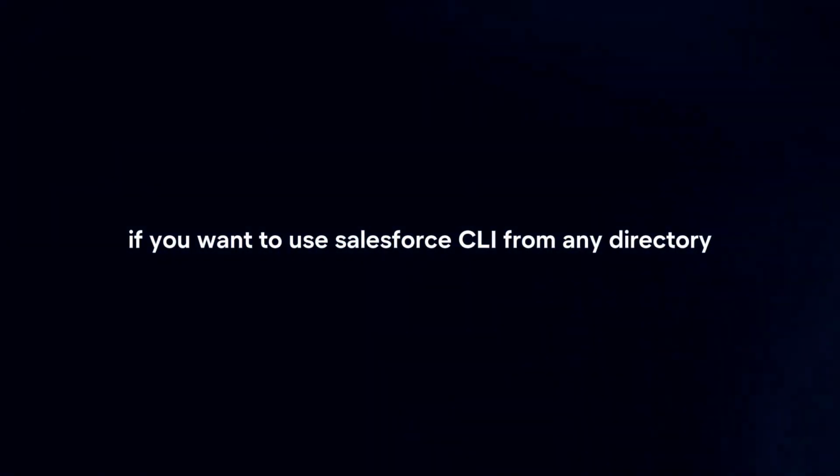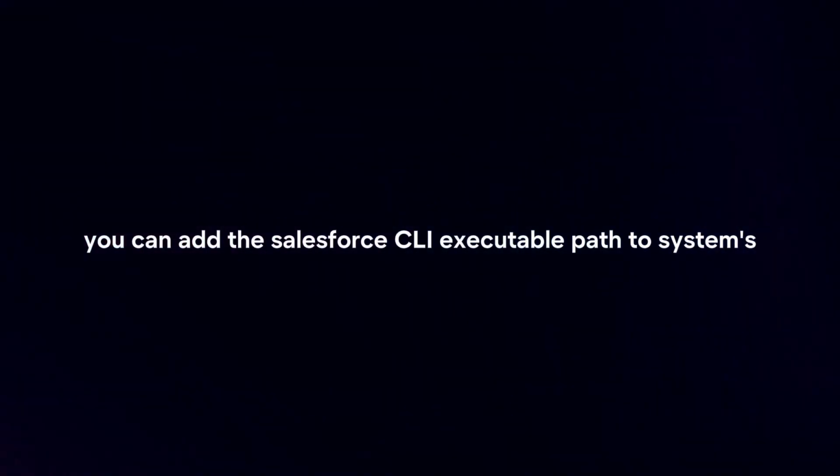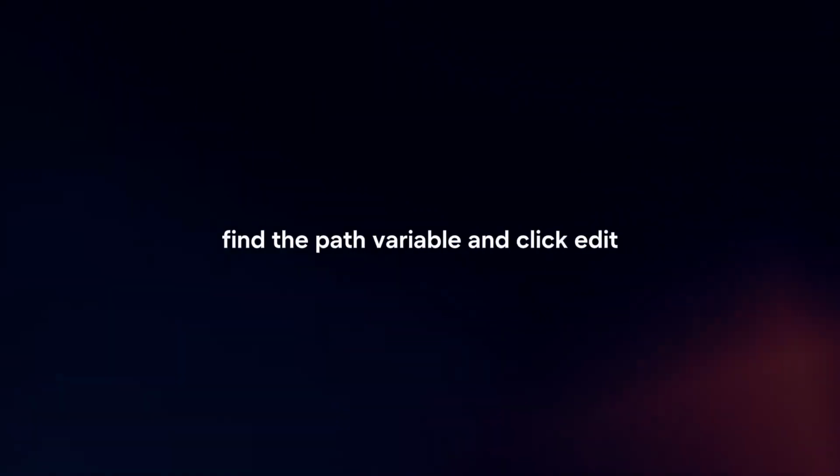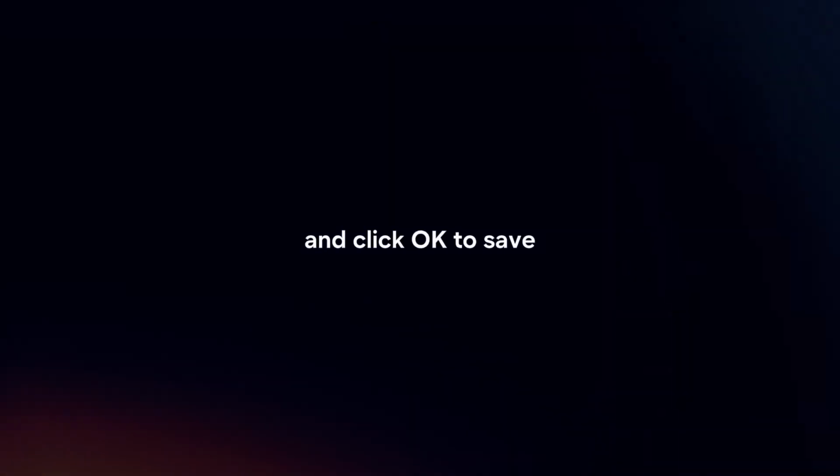Set up environment variables. If you want to use Salesforce CLI from any directory in command prompt, you can add the Salesforce CLI executable path to the system's path environment variable. To do this, right-click on This PC or My Computer and select Properties. Go to Advanced System Settings and click on Environment Variables. Under System Variables, find the Path variable and click Edit. Add the path to the Salesforce CLI executable and click OK to save.